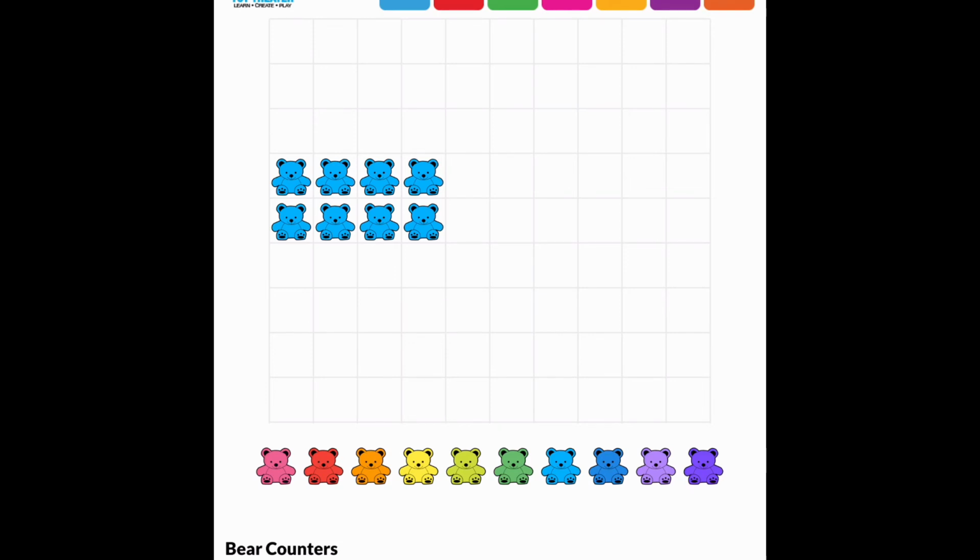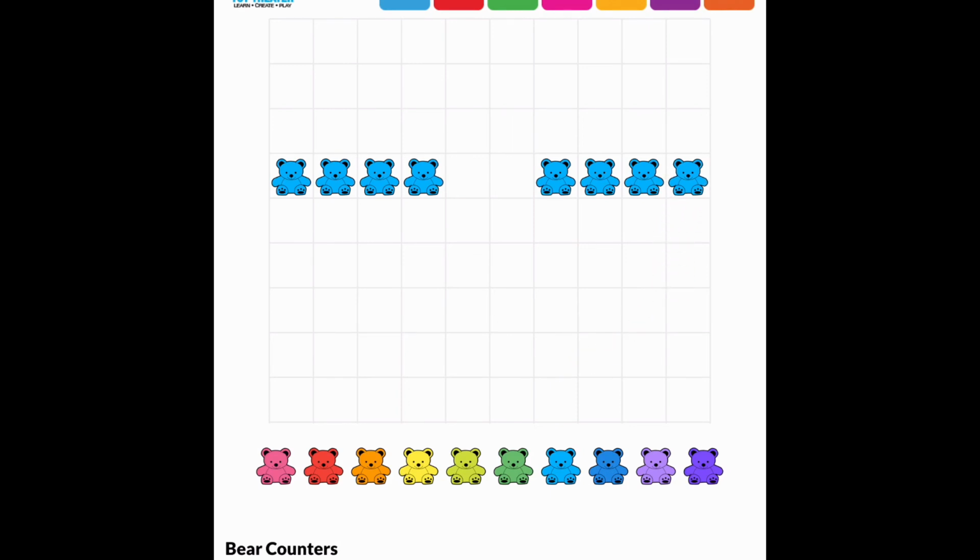So let's work systematically like we did yesterday. Is that 2 equal groups? We have 2 groups, but are they equal? Not yet. Not quite yet. And there we go. They are equal. Now we have 2 equal groups. So we split our original 8 bears into 2 groups of 4.